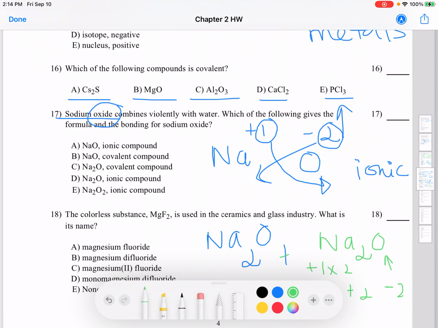So to find the formula, you always find out what their charges are. The same thing applies to polyatomic ions too. Then you crisscross the numerical values of the charges. That will give you the charge-balanced, correct formula. So then you know the formula is Na2O, and since it's between a metal and a non-metal, the compound is an ionic compound. Okay.